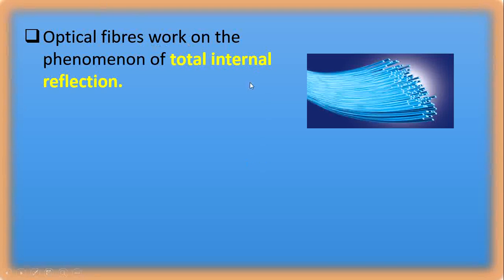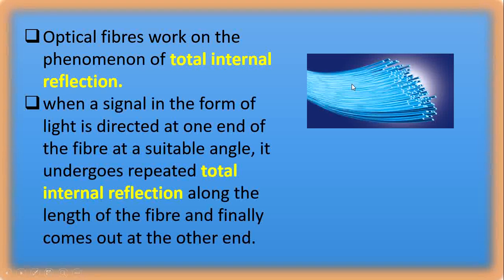Optical fiber works on the phenomenon of total internal reflection. When a signal in the form of light is directed at one end of the fiber at a suitable angle, it travels at one particular angle and undergoes repeated total internal reflection along the length of the fiber. It depends upon the length of the fiber, and finally comes out at the other end.